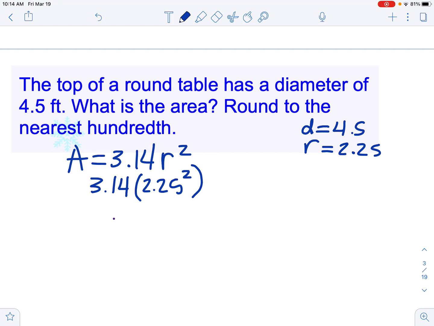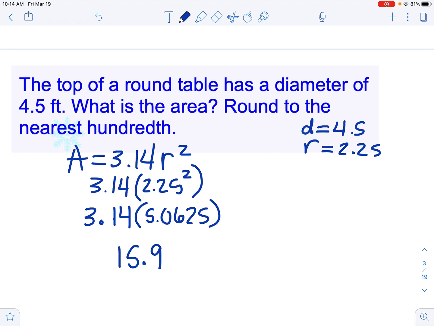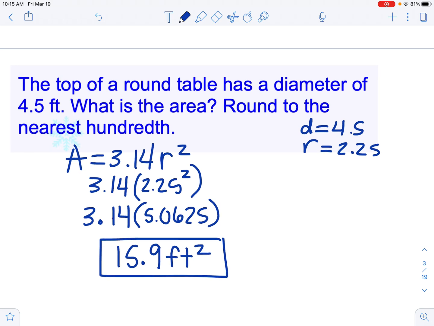I have to do 2.25 squared first, and I get 5.0625, and then multiply that by 3.14. And then it says round to the nearest hundredth, so that's 2 places after the decimal. But since it's 15.896, that would round up, so it's going to be 15.9, and then area is measured in squared units, so 15.9 feet squared.